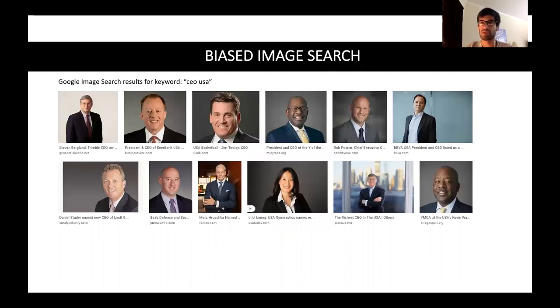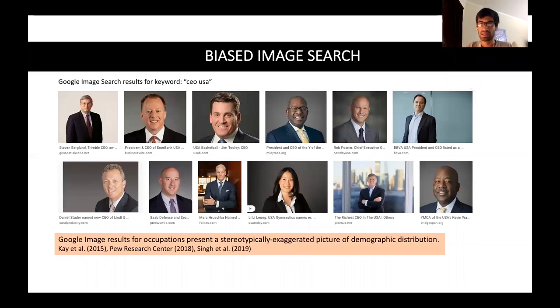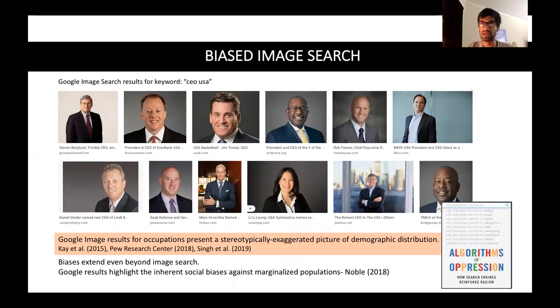For example, if we look at the Google image search results for the keyword CEO USA, we find that only 10 to 11% of the top results are images of women, whereas in reality, around 27% of CEOs in the US are women. Similar gender disparity exists in search results for other occupations as well as for results beyond image search.